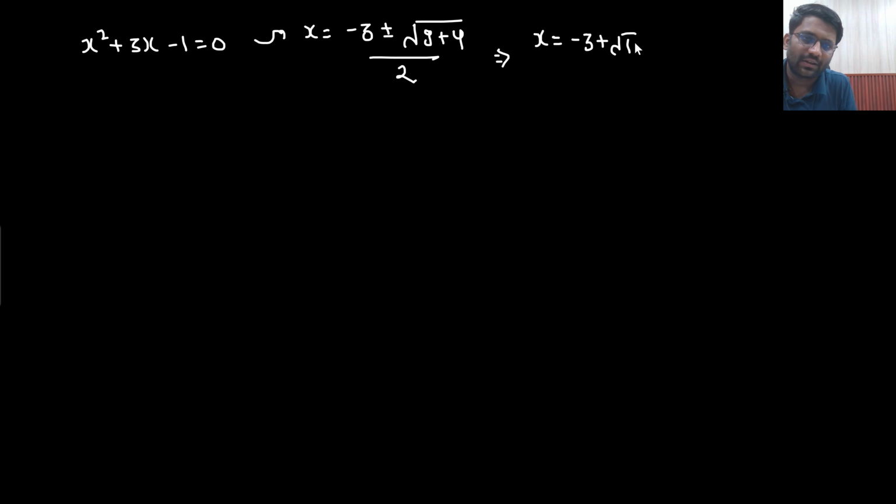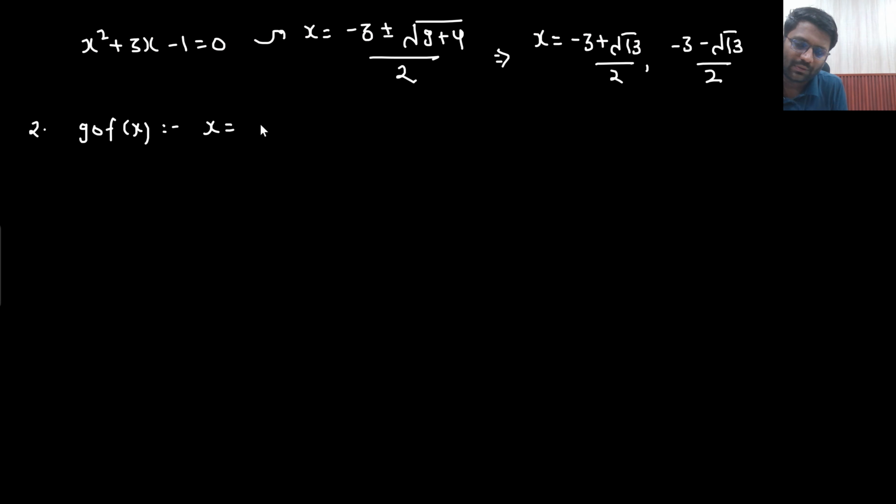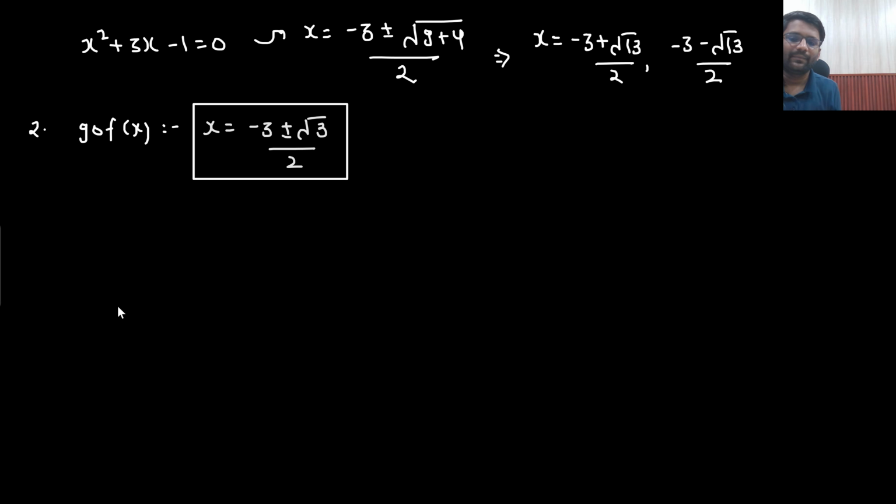So from here the value of x we are getting is minus b plus minus under root b square minus 4ac upon 2a. So what is the answer we are getting? The value of x is minus 3 plus under root 13 by 2 and minus 3 minus under root 13 by 2. So what are the points of discontinuity? The conclusion here is that for g of f(x), the points of discontinuity are x equals minus 3 plus minus under root 13 by 2. Two points are the points of discontinuity. Okay, that's the answer here and this is the answer here.